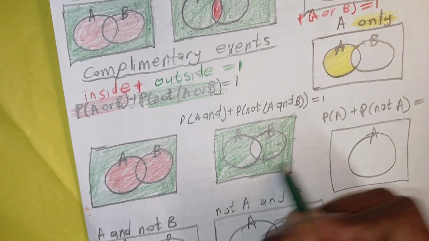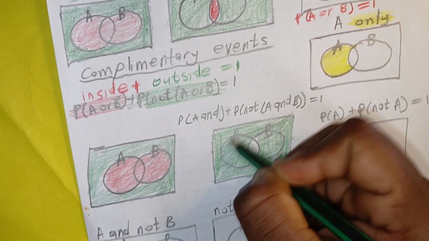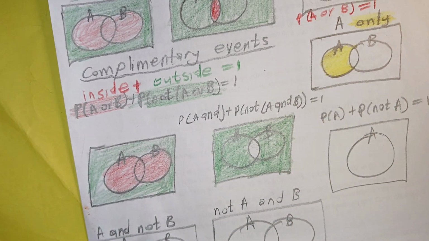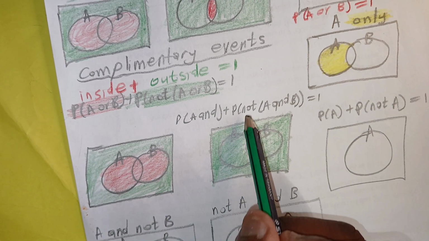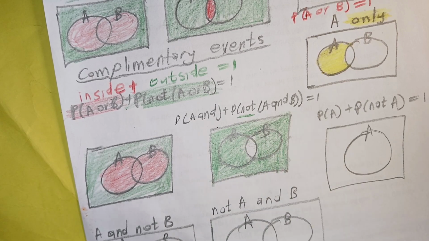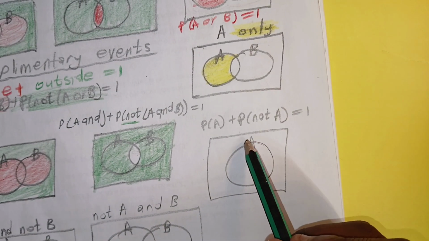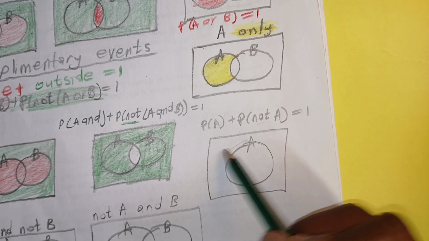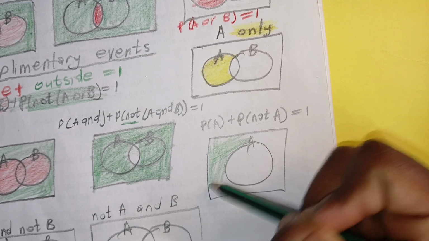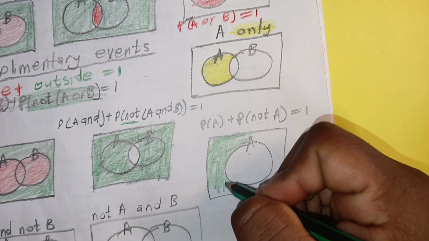When I add what is inside from the intersection and what is outside from the intersection. And when I refer to outside, be aware that I'm talking about not. When I say not, I'm talking about outside. Even from here, check something. The moment they say not A, it does not involve A.